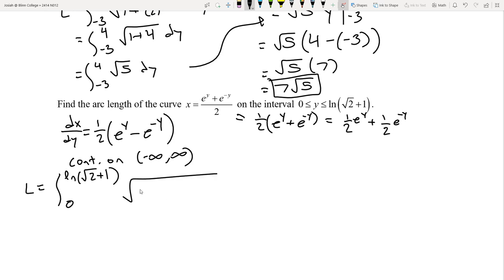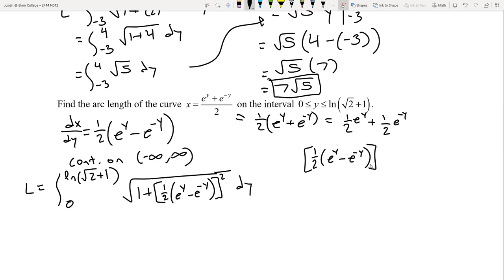So we'll take the square root, 1 plus, and we take our derivative squared. And so we're going to have to, again, kind of shove this off to the side for a second and get a clearer picture of what should be happening here. So we're going to go ahead and evaluate off on the side this whole thing. So we got 1/4 e to the y minus e to the negative y squared. Right, we apply the square to the 1/2 as well. That's 1/4 e to the 2y.